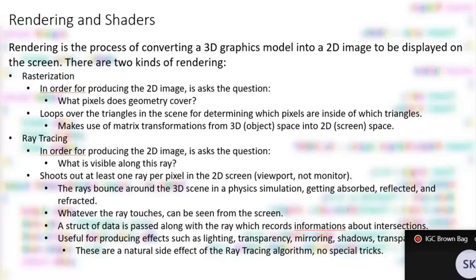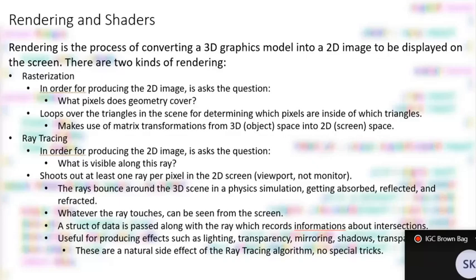Second one, ray tracing. In order to produce the 2D image, it asks the question, what is visible along this ray? It shoots out at least one ray per pixel in the 2D screen, meaning the viewport, not the actual monitor. The rays bounce around the 3D scene in a physics simulation, getting absorbed, reflected, and refracted. Whatever the ray touches can be seen from the screen.